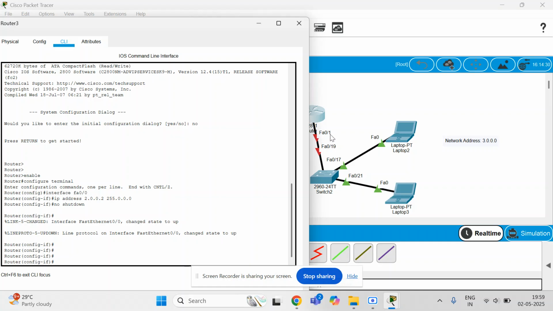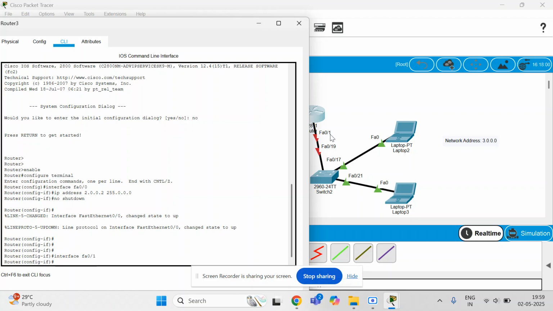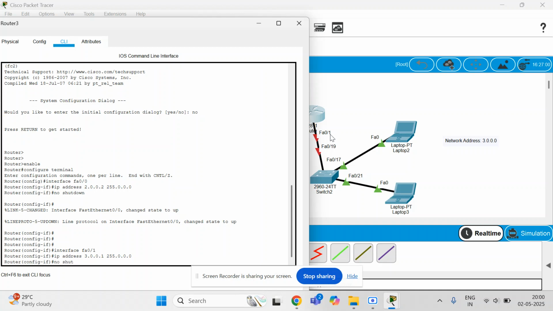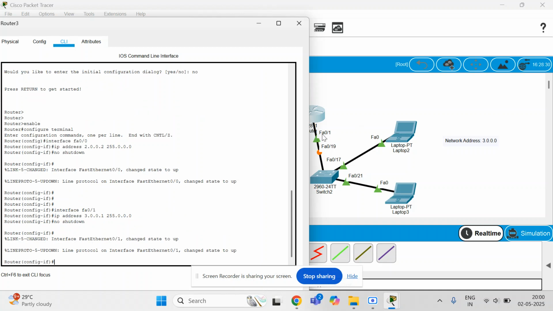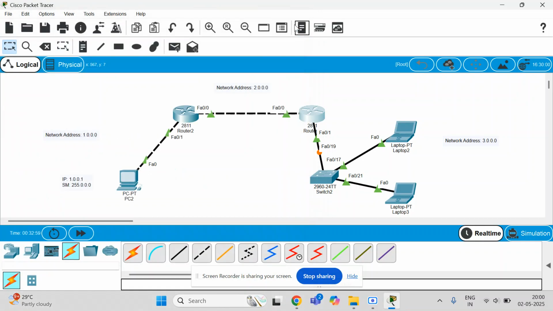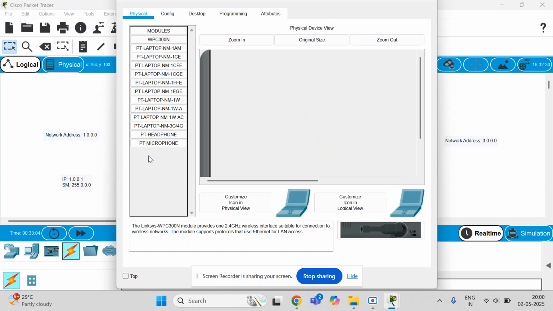Now we will give the IP of the second interface of the second router, that is interface Fa0/1. The IP address is of the 3 network, so I am giving 3.0.0.1 and 255.0.0.0 as the subnet mask. No shutdown. Done. Both the routers are configured. Now we will configure the IPs of these two machines which are connected with the second router.